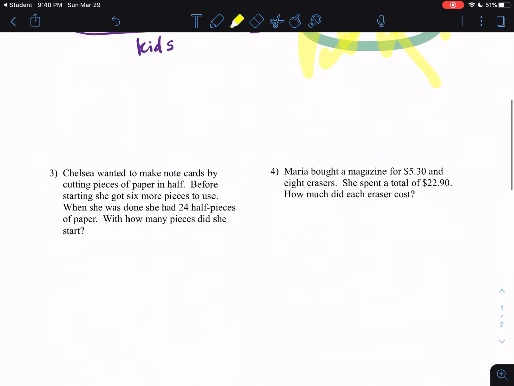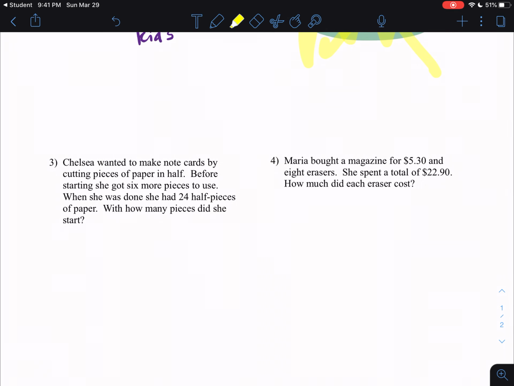Moving on. I'm going to leave number 3 to the end, but I am going to talk about number 4 because we have not talked about this type of problem before. So I'm going to get back my blue because it's pretty. Maria bought a magazine for $5.30 and 8 erasers. She spent a total of $22.90. How much did each eraser cost? There's the question. That means that's what we don't know. So I can say X equals cost of 1 eraser.